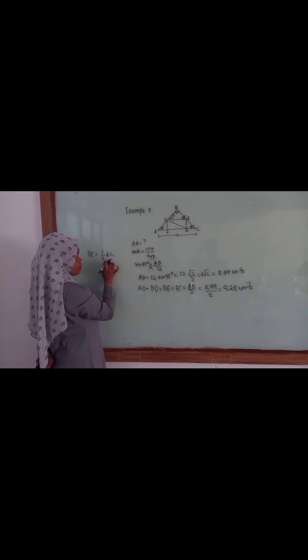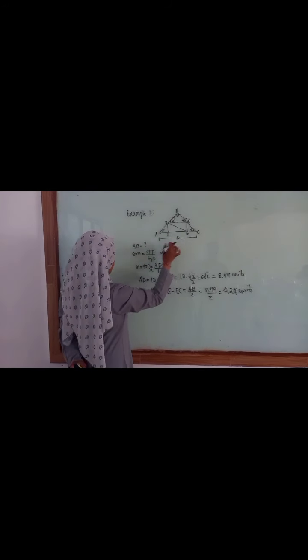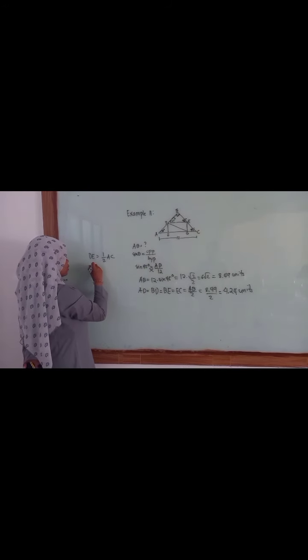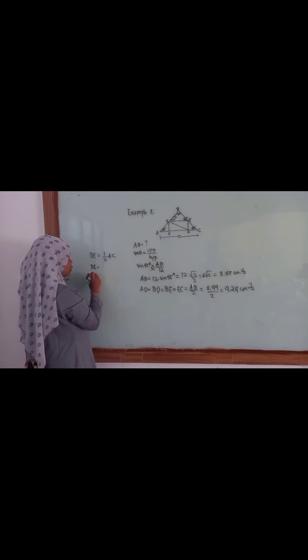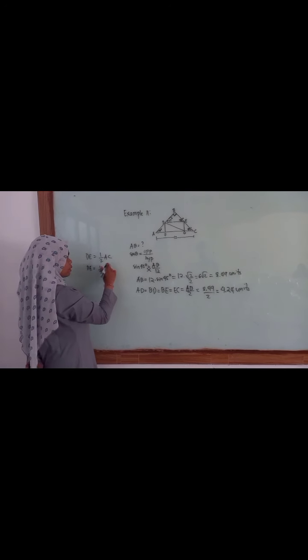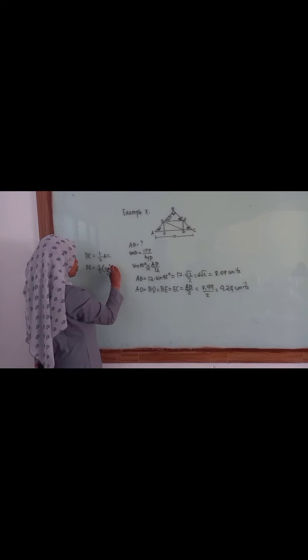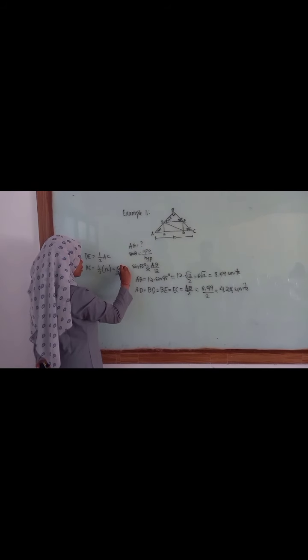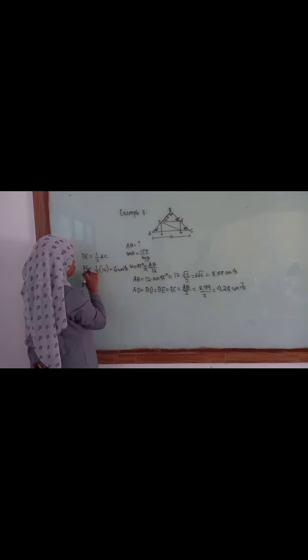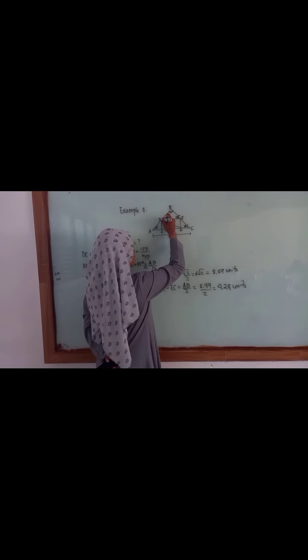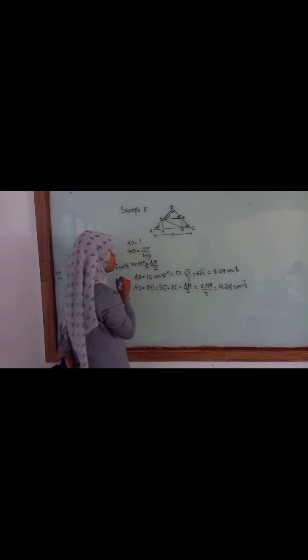So, since given naman yung AC, which is 12, we can get the value of DE, length of DE, which is 1/2 times AC, that is 12. So we have 6 units. So that is for DE. Take note that this DE, that is the median of the triangle.